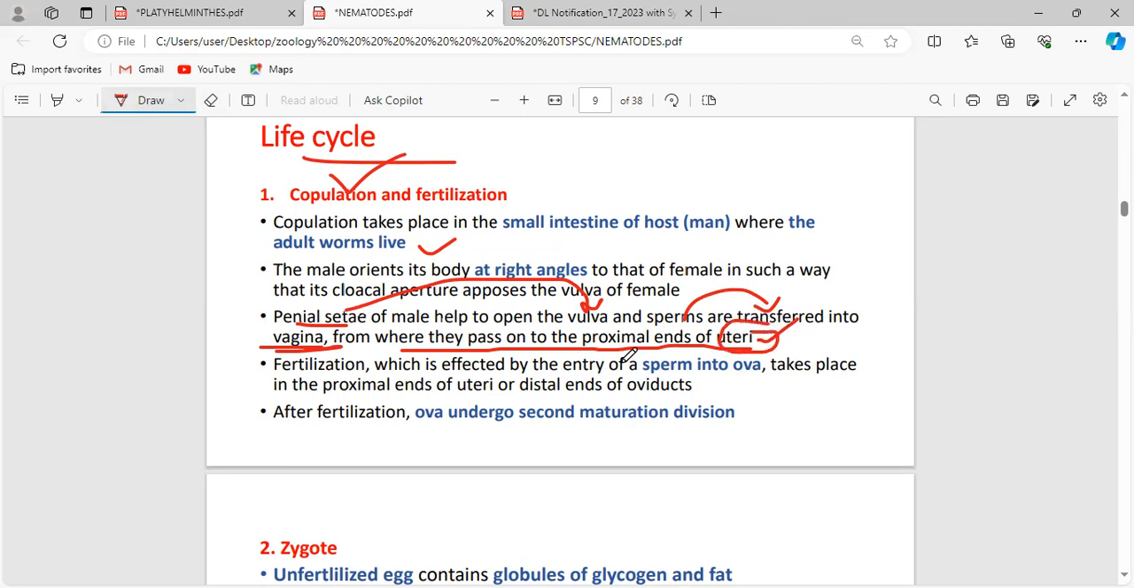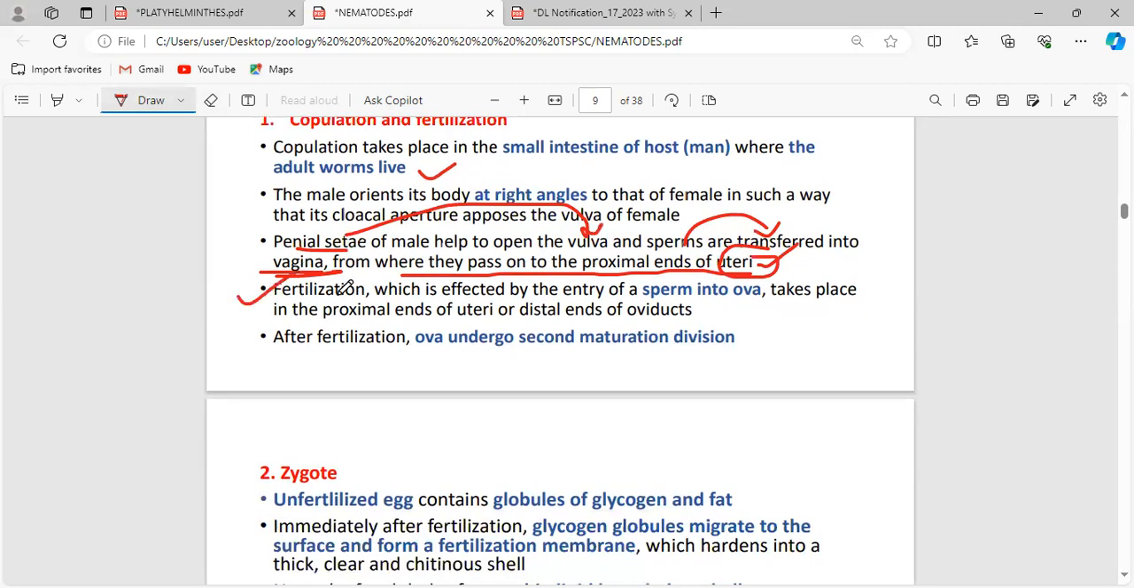Once it has entered the female, the egg has to reach the place where further development has to take place. And what is the safe place to hatch out those eggs? The uterus. Fertilization, which is effected by the entry of sperm into the ova, takes place in the proximal ends of the uterus or the distal ends of the oviducts.